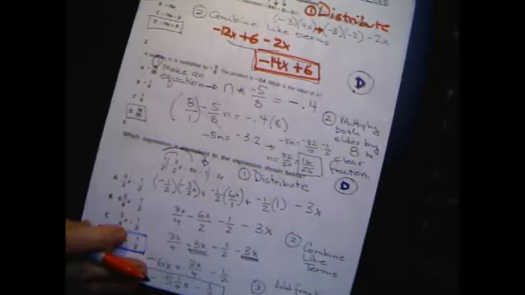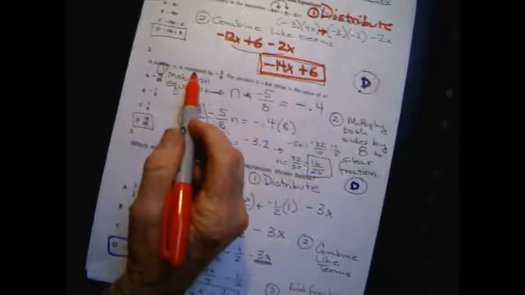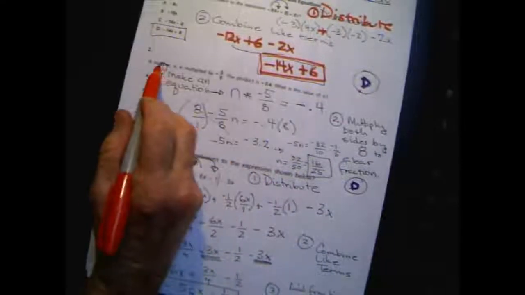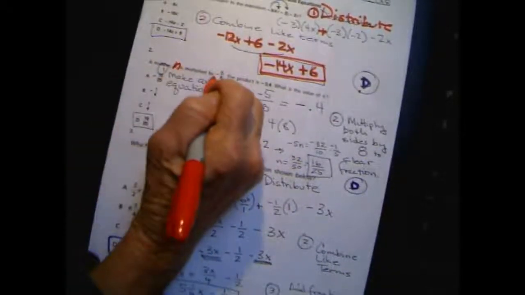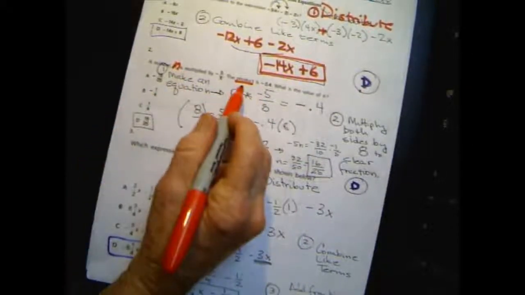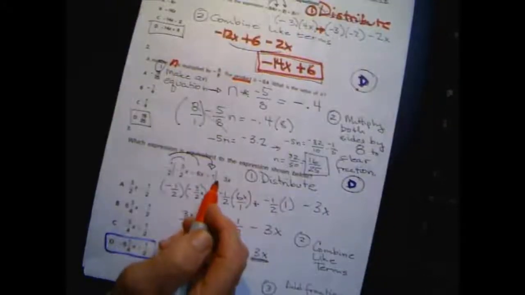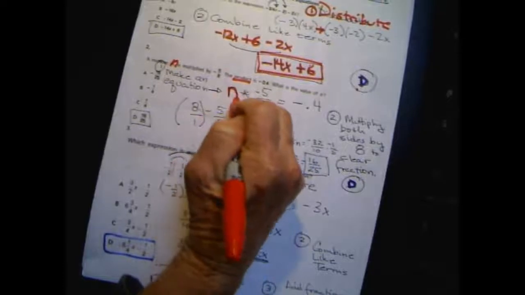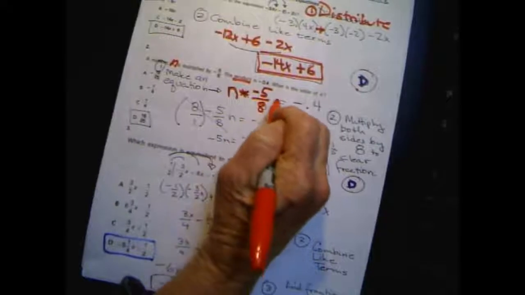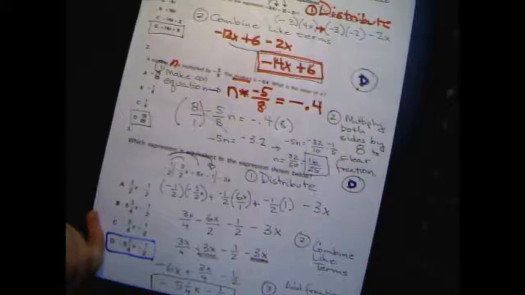Question number 2. We worked on this in class, but this seemed to be very challenging. So first thing when I'm given a word problem is I turn it into a math sentence. A number n is multiplied by -5/8. The product, that means when I multiply them together, the answer is -0.04. So I make my math statement by saying n times -5/8 is equal to -0.4. So that's just my math sentence.